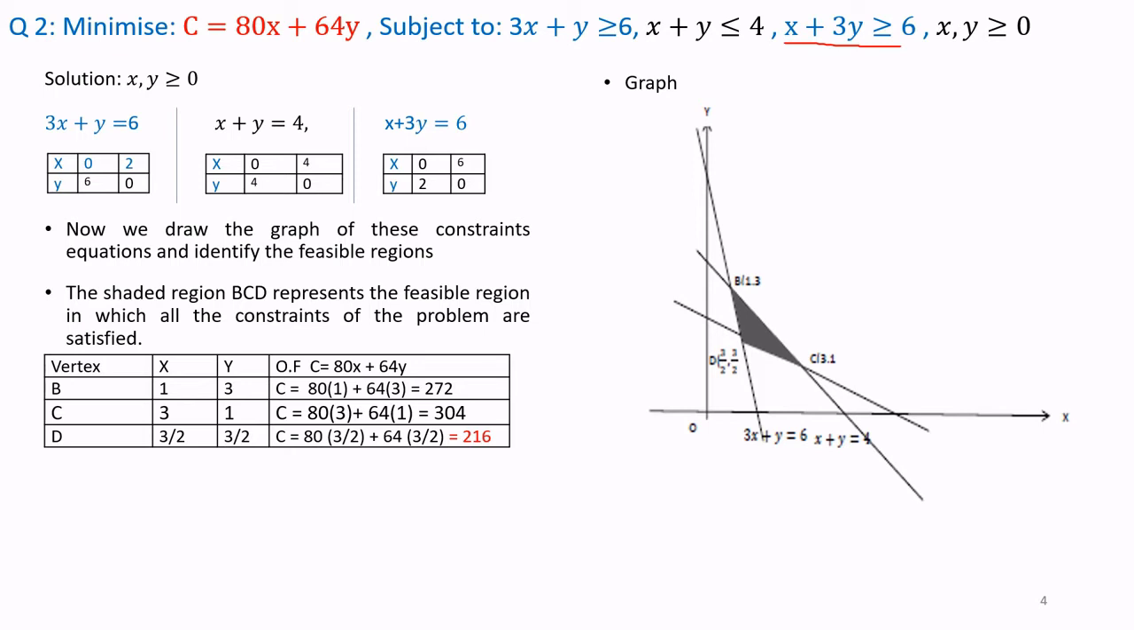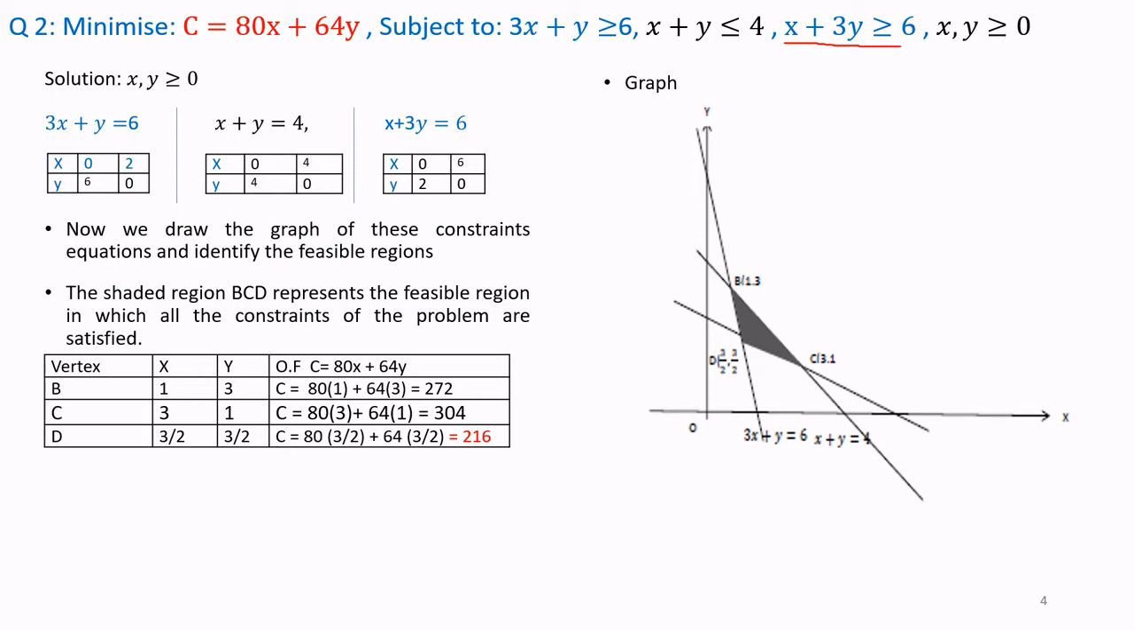Next, we will take up the coordinates of point D. Please note that from the graph, D has x equal to 3 by 2 and y is also equal to 3 by 2. And hence we substitute these values in the equation. C is equal to 80 into 3 by 2 plus 64 into 3 by 2. That is equal to 260.